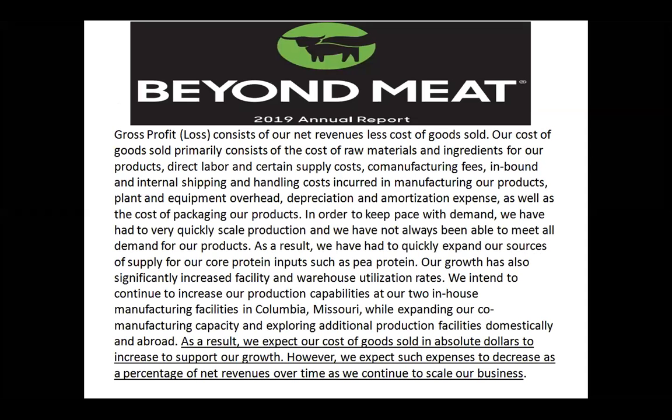Okay, have a look at this. This is coming from the Beyond Meat 2019 annual report. See what they are saying about gross loss, what is consistent, how it is happening. Look at the last paragraph. As a result, we expect our cost of goods sold in absolute dollars to increase to support our growth. We expect such expense to decrease as a percentage of net revenue over time as we continue to scale our business. The same logic of scaling up has been given in their annual report. Okay.